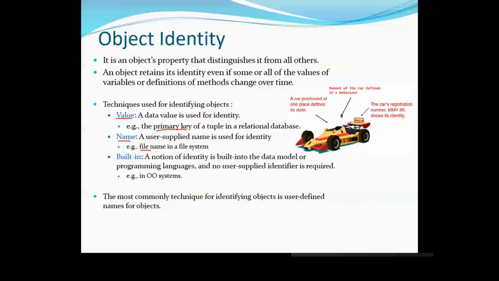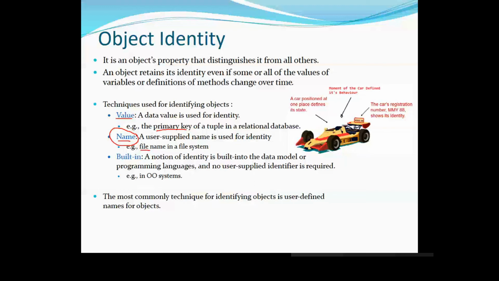So we call this built-in. Now, what do we always use? We always use the name of the object to identify it. It is very simple and easy, and it's the most used technique to identify the object in programming. You probably use it without knowing that you are using it.